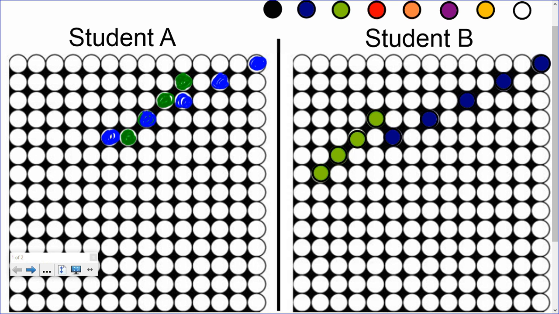Now somebody could also explain it going the opposite direction. They could have said the first bead is placed 6 from the top left, 6 over and 5 down. And then describe that same pattern going 1 up and 2 to the right, 1 up, 2 to the right.